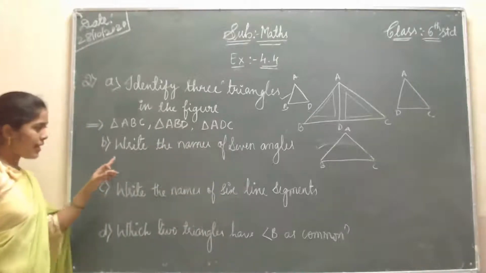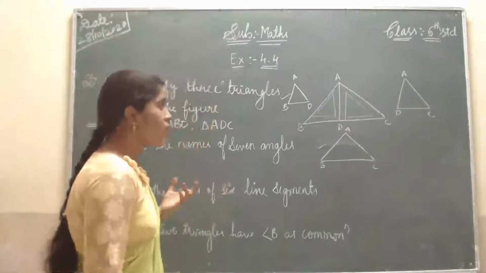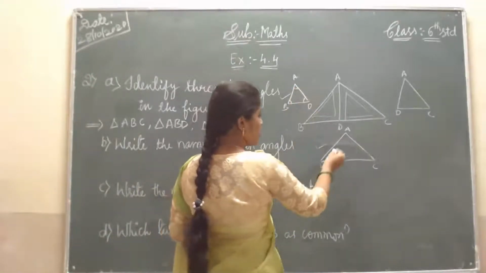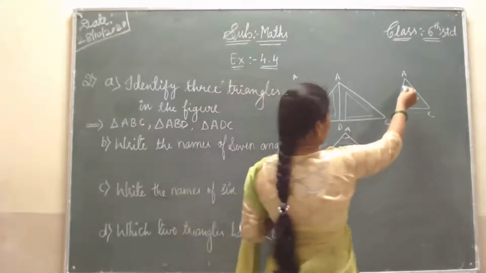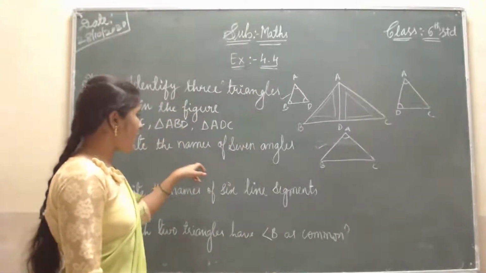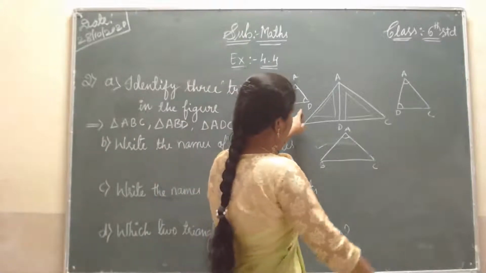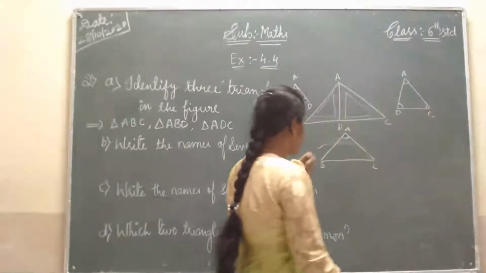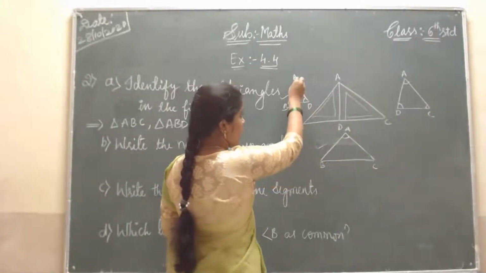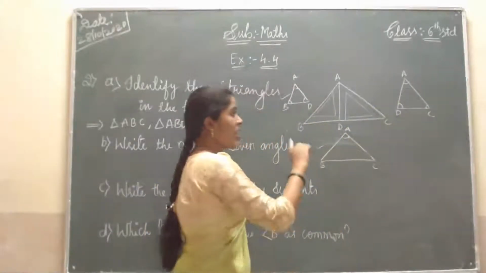Next one, write the names of 7 angles. We know what angles are. Here, one angle, 2, 3, 4, 5, 6. We have to write 7 angles: 1, 2, 3, 4, 5, 6, and this one is 7. See here, why am I taking only one A here? A, B, C, and D: here A, D, C. 3, 3, 6.